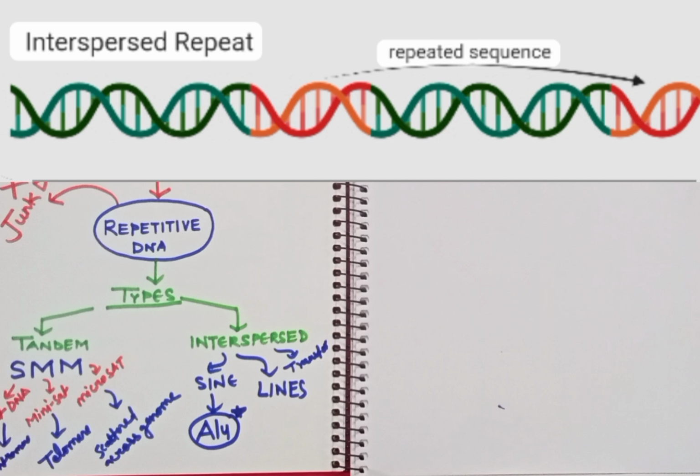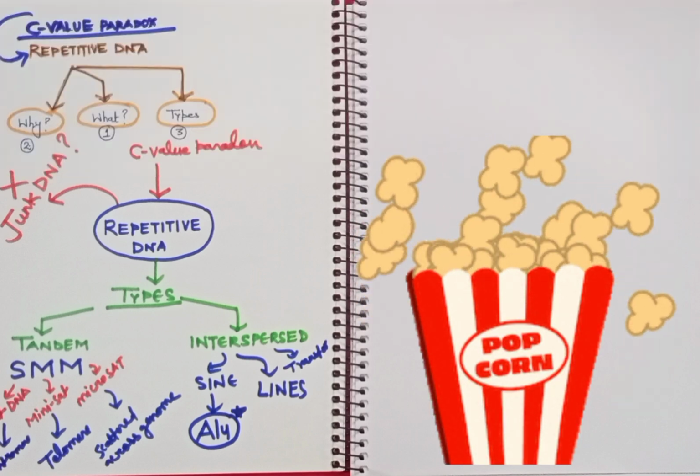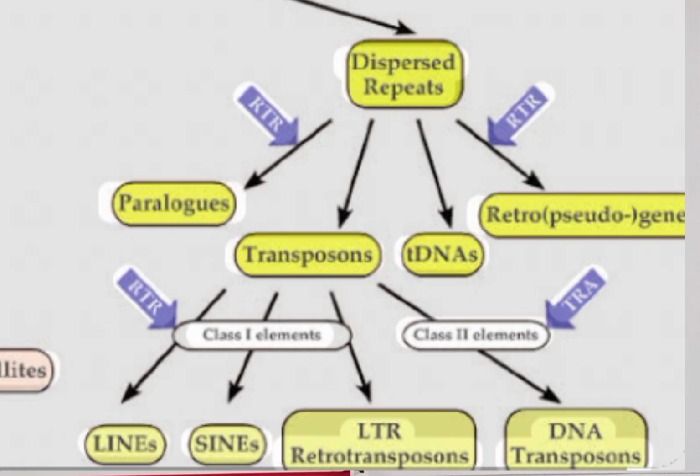Interspersed repeats are scattered randomly. Think of them like popcorn spread all over your room, and they include SINEs, LINEs, retrotransposons, and DNA transposons. SINEs are short interspersed nuclear elements, which are non-autonomous, and LINEs are long interspersed nuclear elements, which are autonomous, meaning they move on their own. And then retrotransposons move using an RNA intermediate, and DNA transposons move using DNA, that is the cut and paste mechanism.